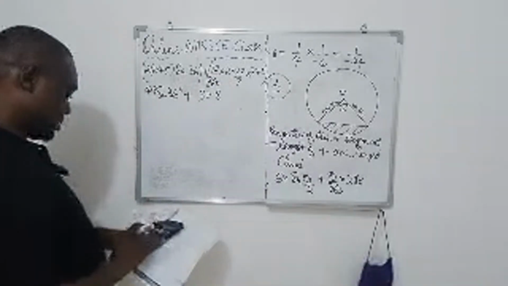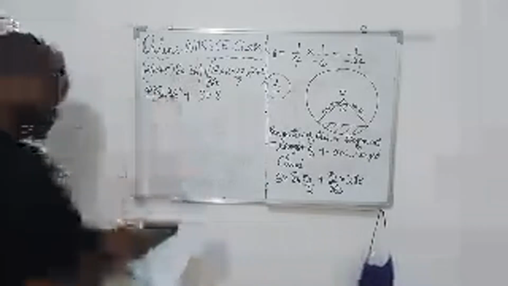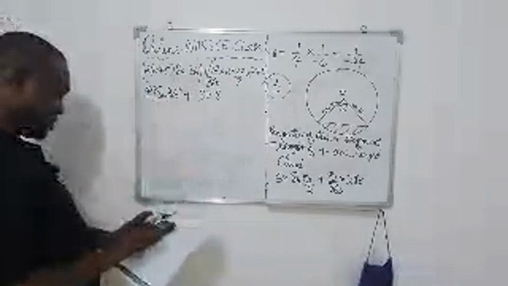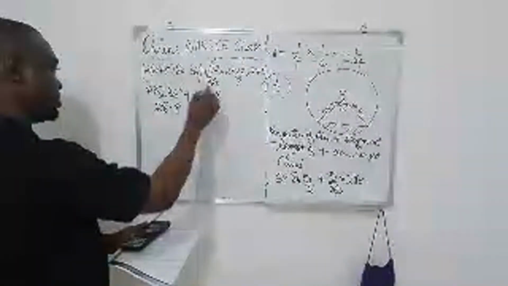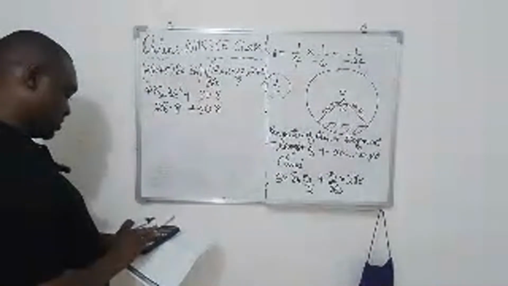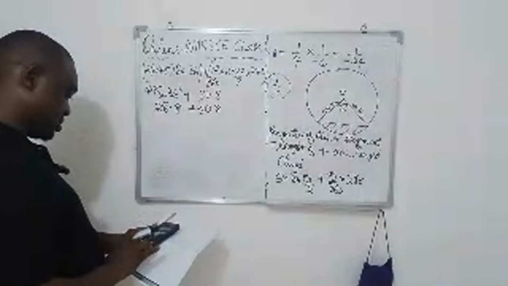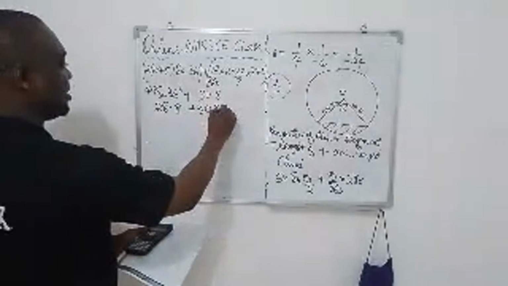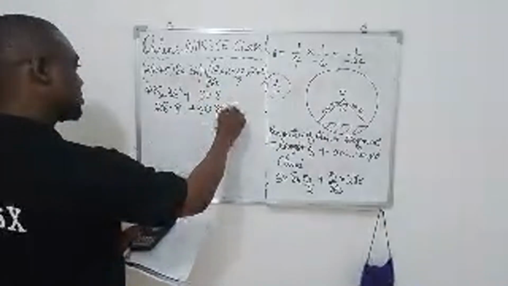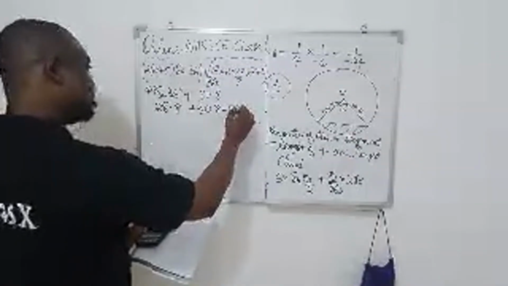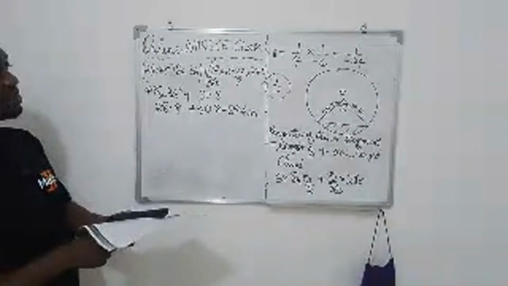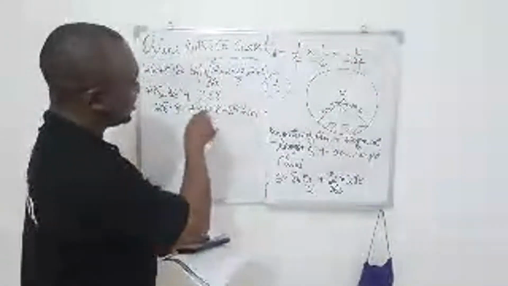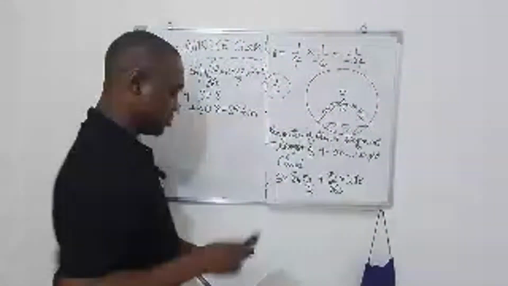So my 49 sine 36 is 28.8 plus 30.8. So my final answer is 59.6 meters. So that is the value of the perimeter of the minor segment.